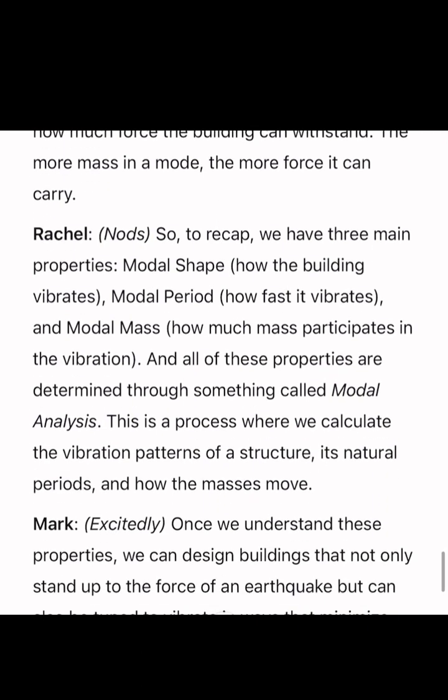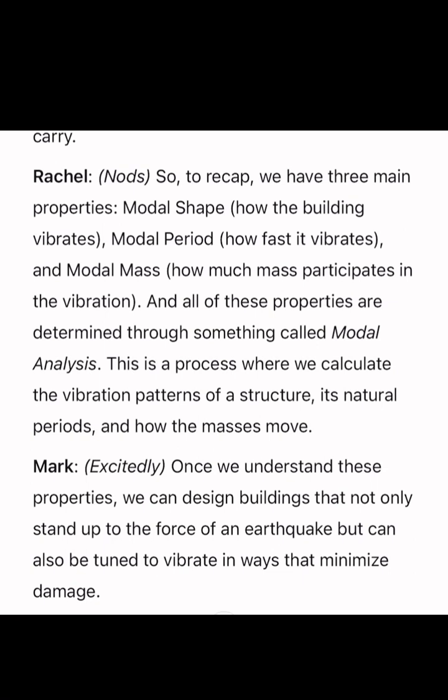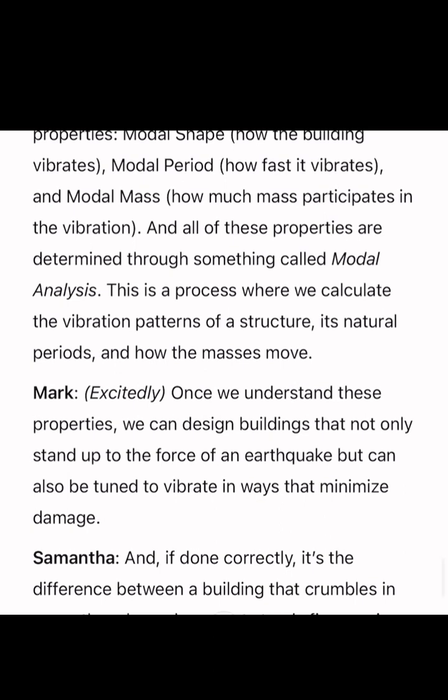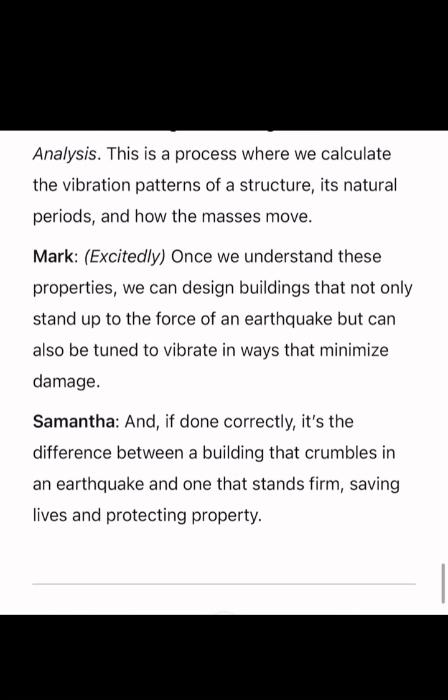So to recap, we have three main properties: modal shape, which deals with how the building vibrates; modal period, which deals with how fast it vibrates; and modal mass, how much mass, or how much part of the building, participates in the vibration. All of these properties are determined through something called modal analysis. This is a process where we calculate the vibration patterns of the structure, its natural period, and how the masses move.